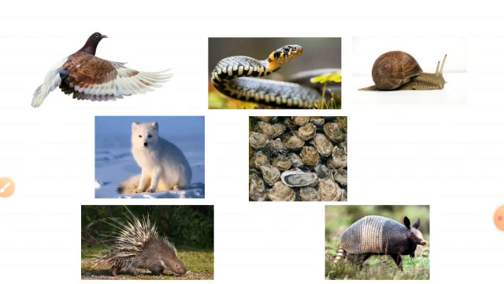Fur and wool. Some animals, such as sheep, have a special body covering called wool. It keeps their body warm. The thick fur of the polar bear or Arctic fox protects them from extreme cold.